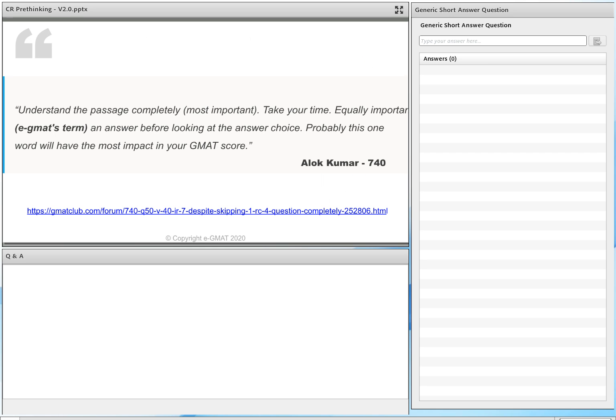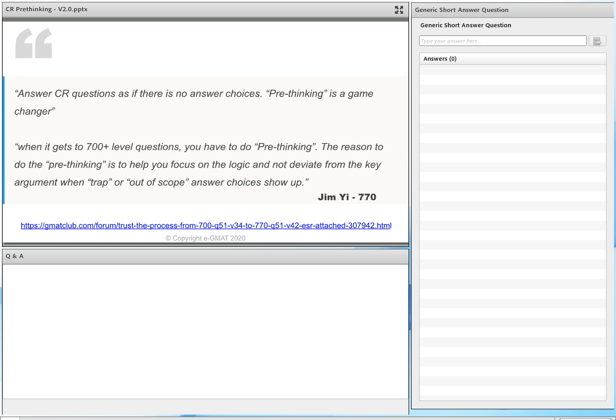Okay. Here's a statement that someone said. He says, understand the passage completely. Take your time. Equally important, pre-think an answer before looking at the answer choices. Probably this one word will have the most impact on your GMAT score. There's a guy who recently got into Chicago Booth. He said, answer CR questions as if there are no answer choices.